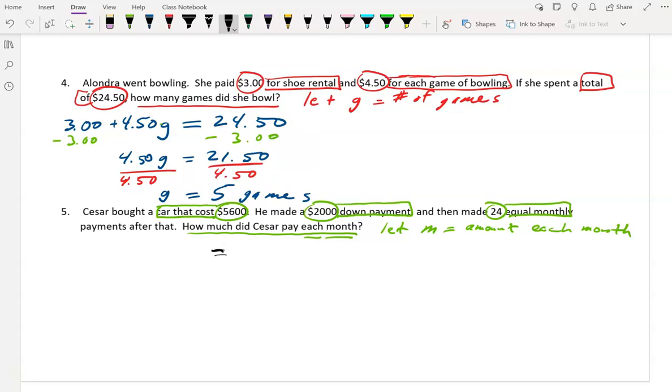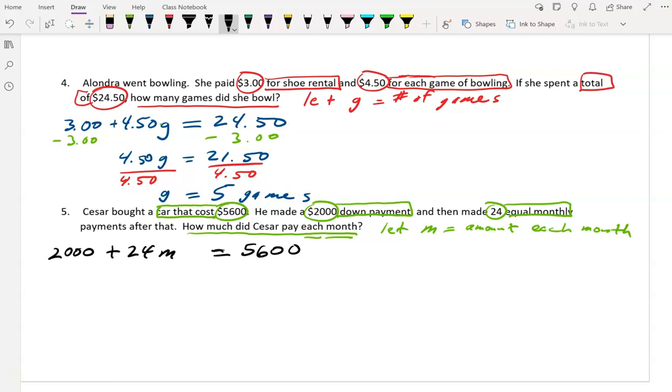Our total, which is the total cost of the car, $5,600. How do we arrive at that total? Well, he put $2,000 down, and then he added to that 24 payments of the same amount each month, 24M.